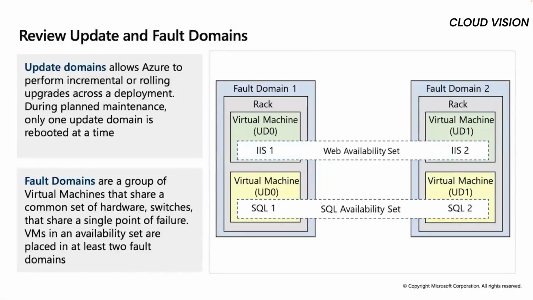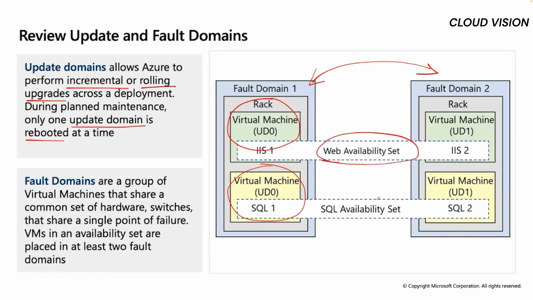So the update domain allows Azure to perform incremental or rolling upgrades across the deployment. During planned maintenance, only one update domain is rebooted. So if you have this scenario where you've got the web server and a SQL server, which is a data server, you typically replicate that into a different fault domain. So these are the availability sets. And within an availability set, you're mirroring, so whatever is on the web is on the web here as well. So it creates a web availability set. And for the SQL, it also creates a SQL availability set.